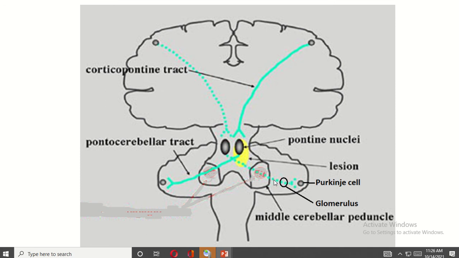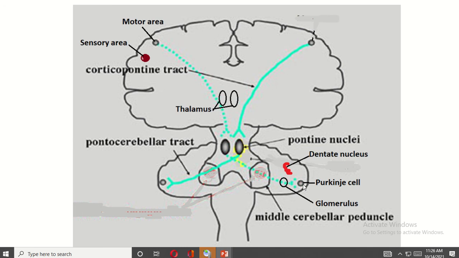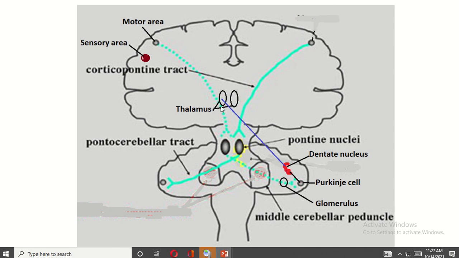This afferent fiber or mossy fiber makes glomeruli. It makes synapses with the dendrites of the granule cells, and this synapse is excitatory and stimulates Purkinje cells. This is the dentate nuclei, the nuclei of the cerebellum. So this excitatory information is passed from the Purkinje cell to the dentate nucleus, from the dentate nucleus to the thalamus, from the thalamus to the sensory area of the cerebrum, then the motor area.